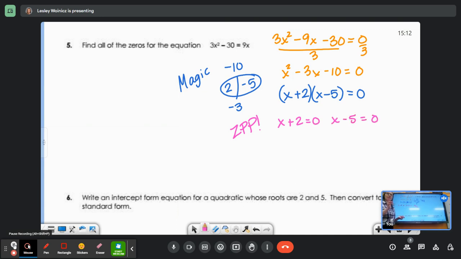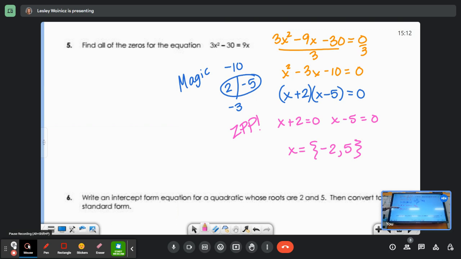Can you do this part in your heads? Possibly, yes. It's x equals -2, positive 5. Okay, so we can start with a trinomial in standard form, factor it, use our ZPP, and get our roots.